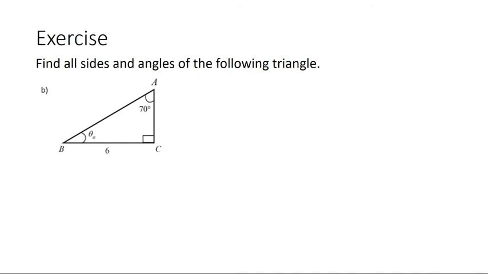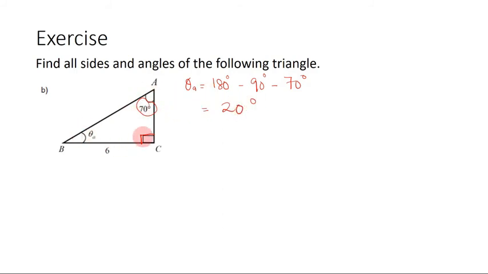From this exercise, we also want to find all the sides and angles of the following triangle. From the information given here, we can find the angle theta A. Since we know the overall total of a triangle is equal to 180 degree, we just minus 90 degree and minus 70 degree, and you will get theta A equal to 20 degree.